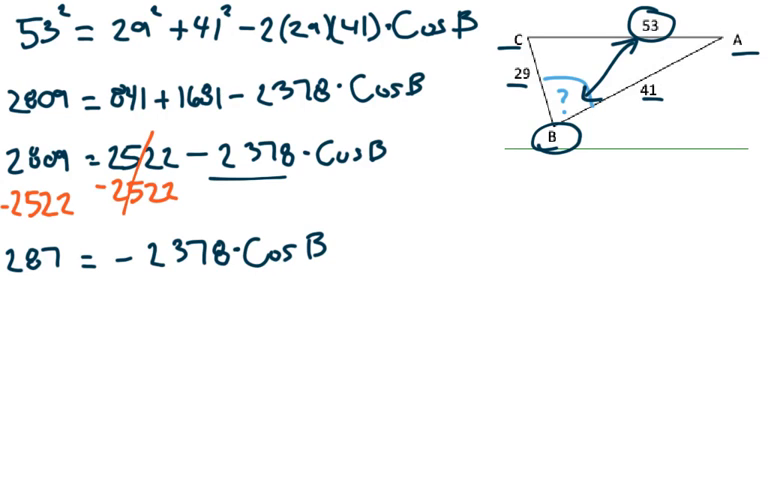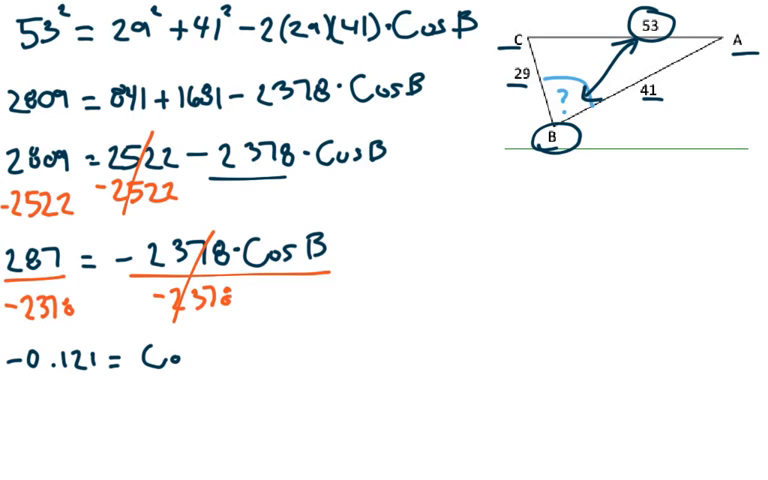Second to last step is going to be dividing both sides by negative 2,378. That cancels out over here, and we're left with negative 0.12068. So I'm going to do 1, 2, 1. And that's equal to the cosine of angle B, which is what we are going to solve for.